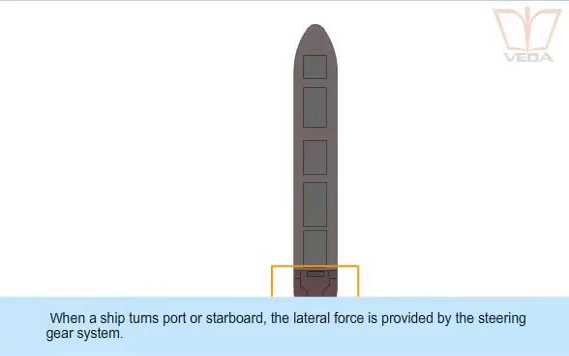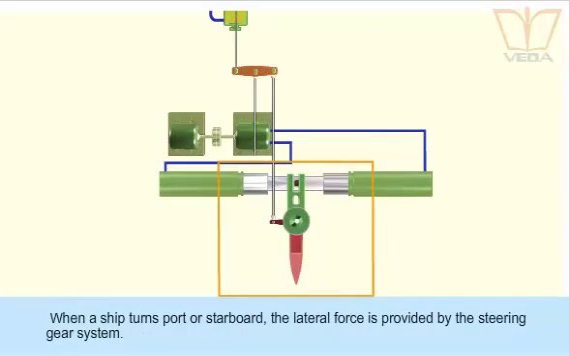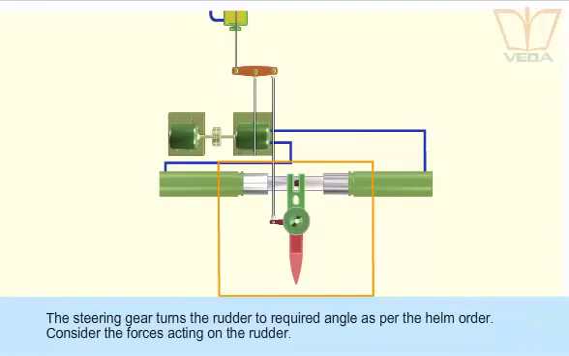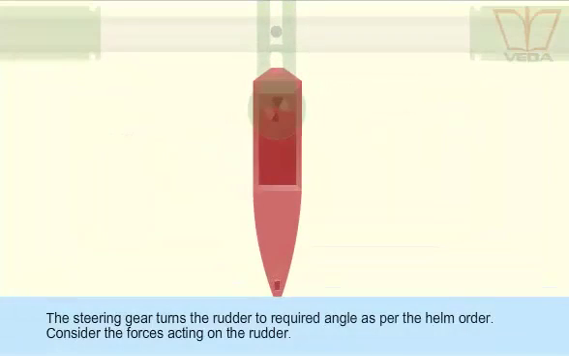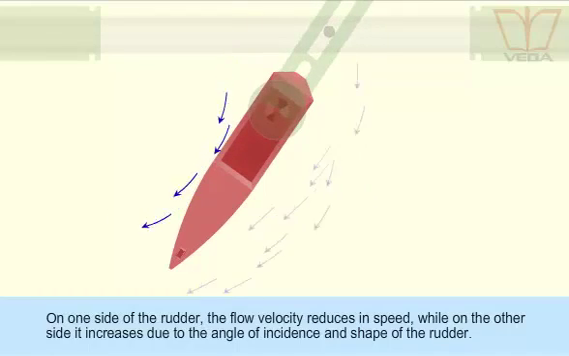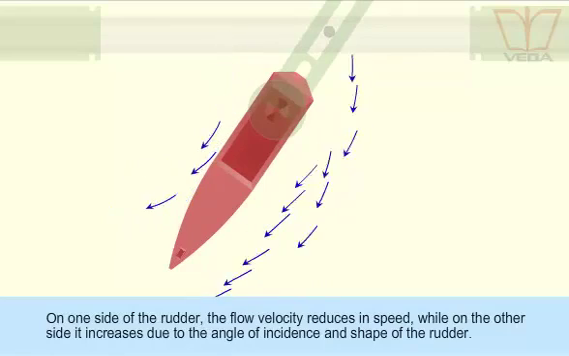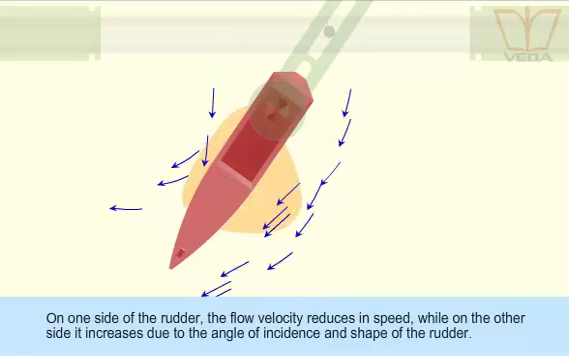When a ship turns port or starboard, the lateral force is provided by the steering gear system. The steering gear turns the rudder to required angle as per the helm order. Consider the forces acting on the rudder. On one side of the rudder, the flow velocity reduces in speed, while on the other side, it increases due to the angle of incidence and shape of the rudder.